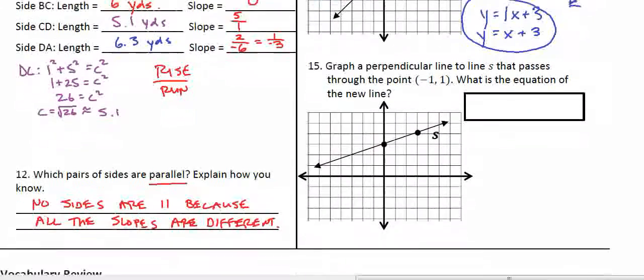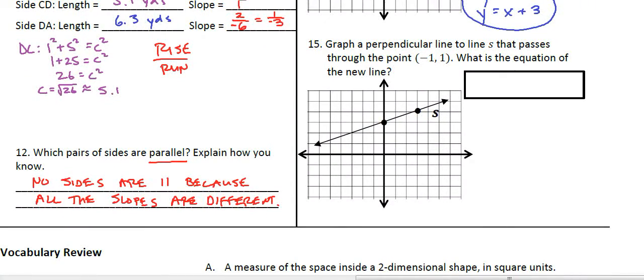Alright, question number 15. A little bit more difficult, but not too bad. Graph a perpendicular line to line S. Here's our line S. That passes through point -1, 1.